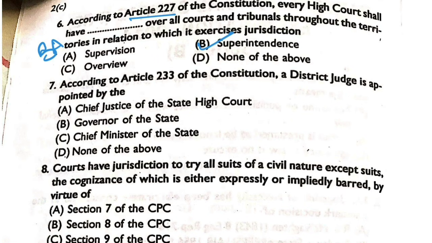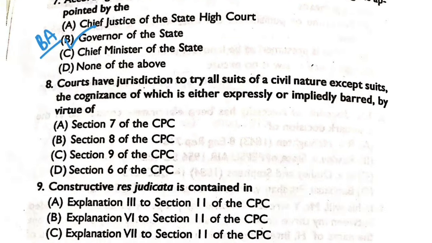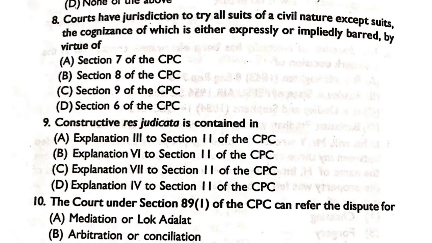Question 7 is again a bare act based question. According to Article 233, a district judge is appointed by whom? The answer is governor. It is again a number based bare act question.